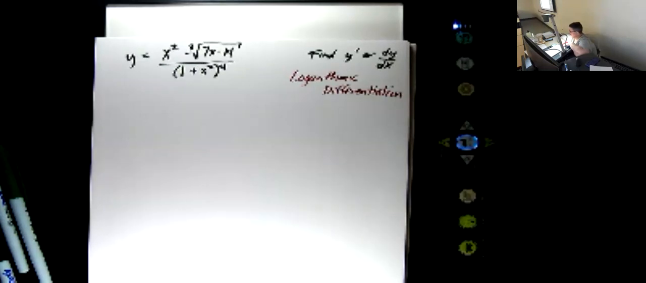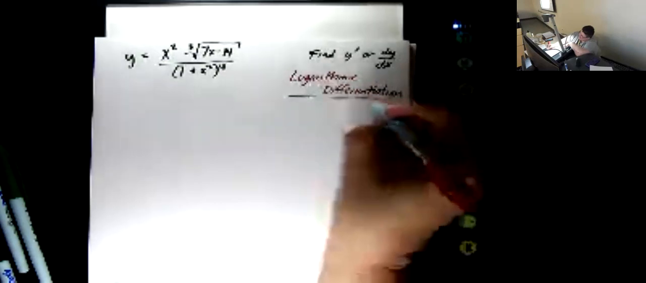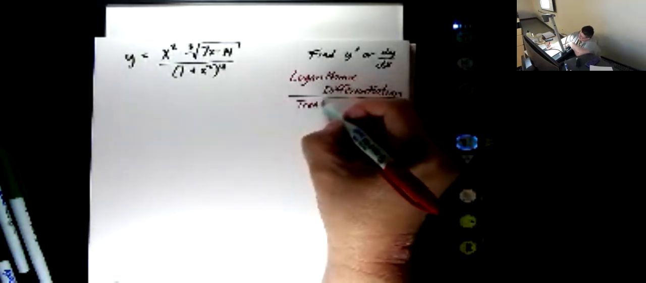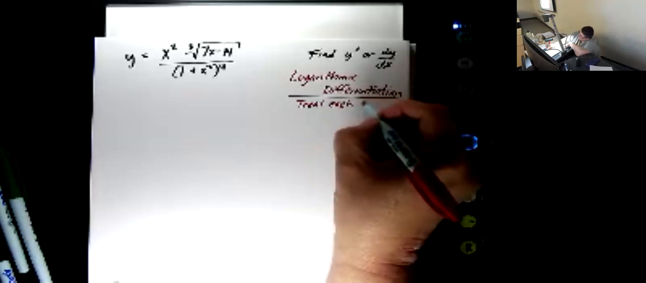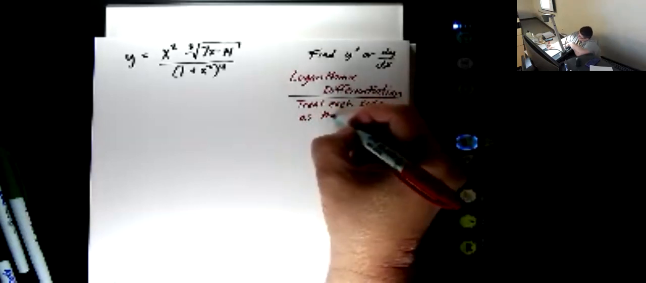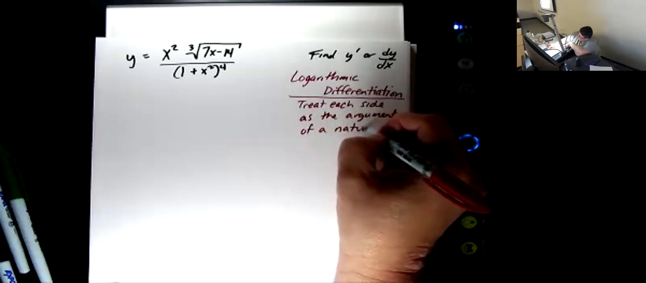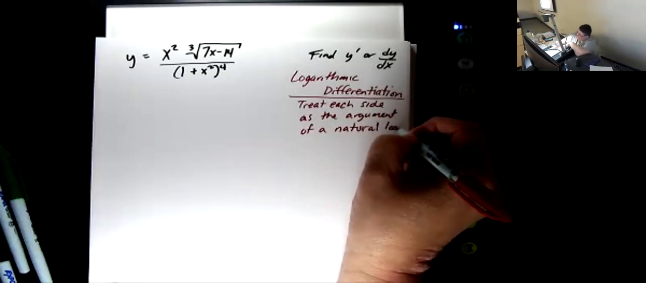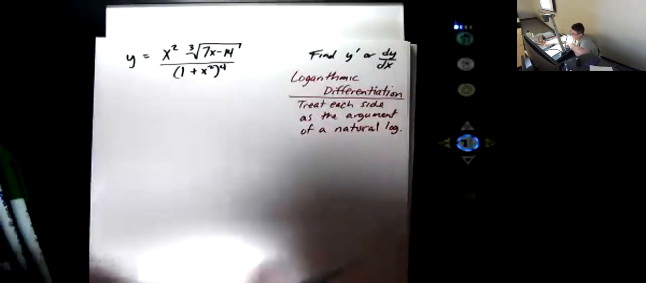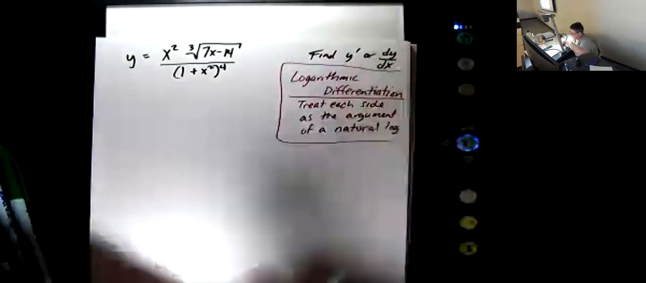This is the good stuff right here. I think we can all agree this looks like it'd be a mess to do with quotient rule or something like that. What we're going to do is treat each side as the argument of a natural log. This is the heart of logarithmic differentiation.